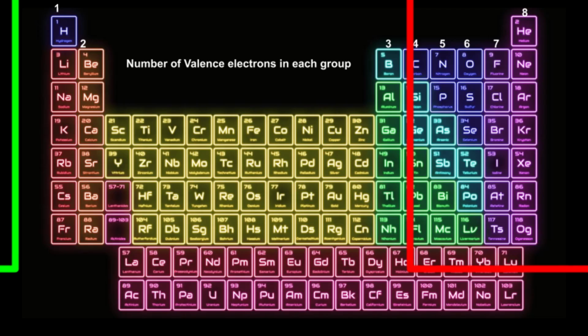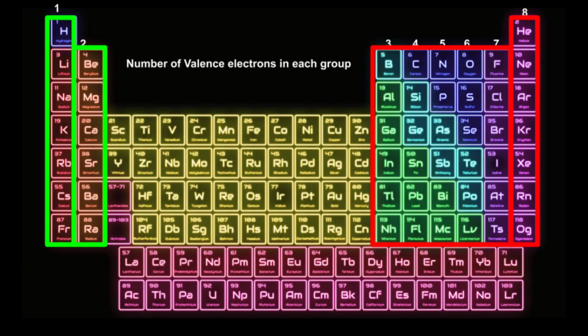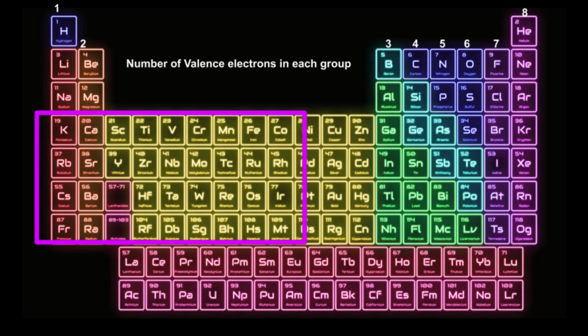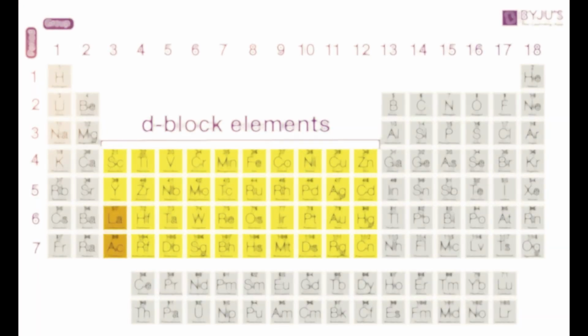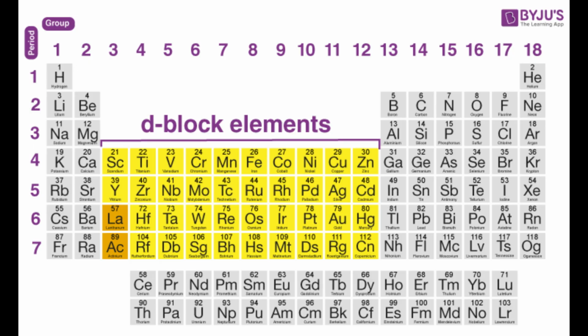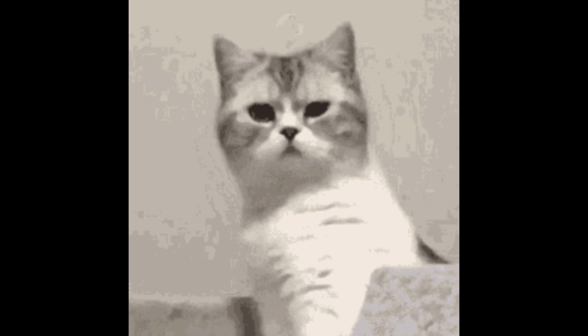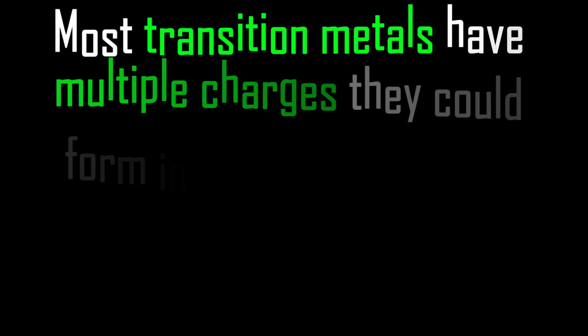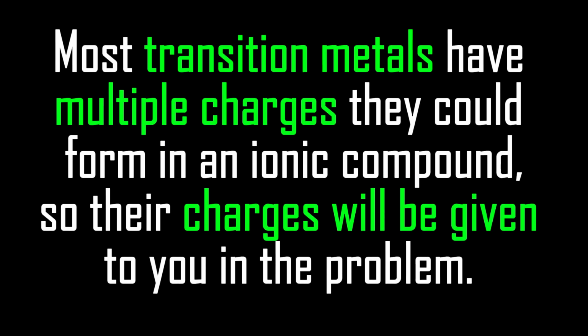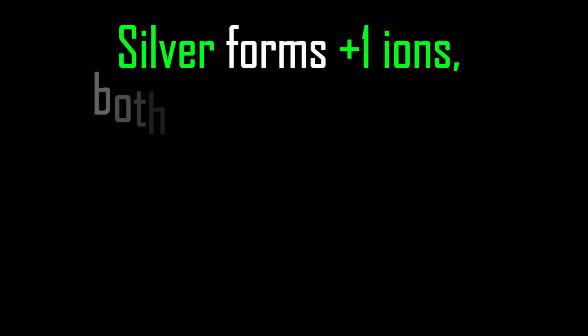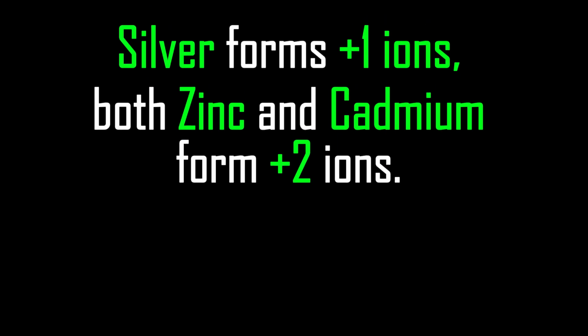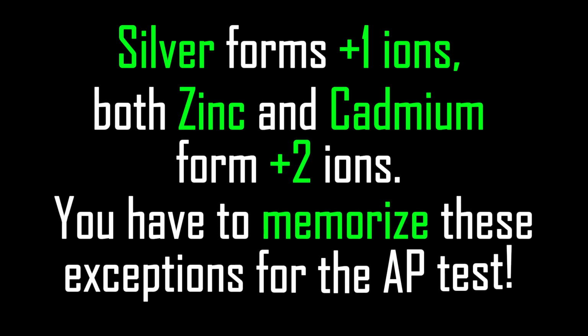Now, I know you can find the amount of valence electrons in atoms from groups 1, 2, and from groups 13 to 18, and use those valence electrons to find their charges in ionic compounds, but what about transition metals? Well, if you remember from Unit 1, transition metals have d orbitals in their electron configuration, which kind of makes getting 8 or no electrons in their valence shell a bit complicated. So, most transition metals have multiple charges they could make in an ionic compound, with the exception of the following. Silver forms +1 ions, and zinc and cadmium both form 2+ ions. You need to memorize these charges for the AP test.